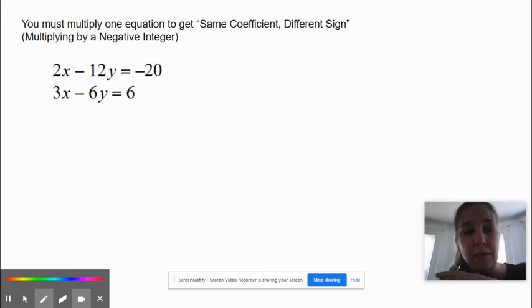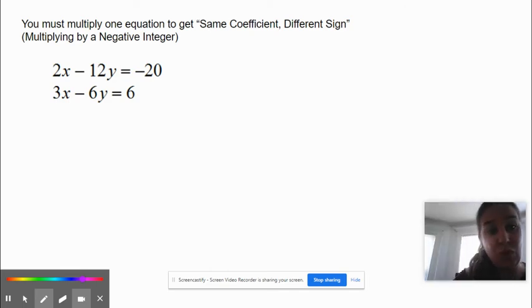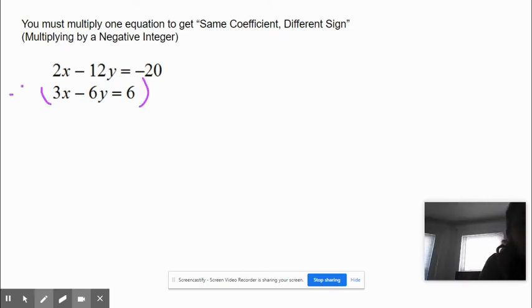So let's take a look at y's. I've got 6, I've got 12. Look at the lower number, 6. Is there anything I can multiply 6 by to get 12? Yeah, 2. But it's going to have to be a negative 2 so that those signs end up being different. So I multiply the bottom by negative 2. And I'm going to rewrite the top one because I have not changed it.